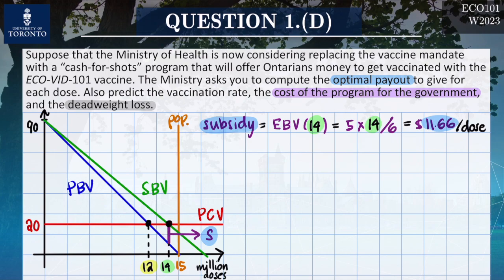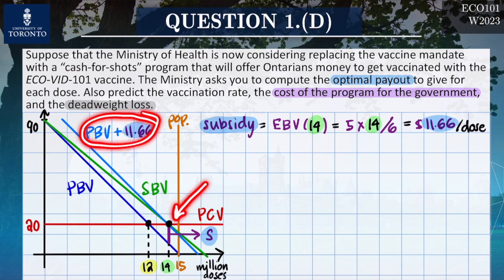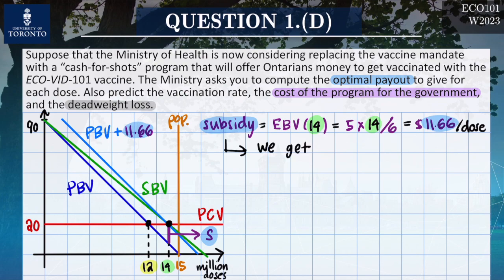This will shift the private benefit of vaccination function up exactly by the external benefit at the optimum. So I'm just shifting my private benefit function by the optimal amount of the subsidy, $11.66. And when you do this, you can see that the equilibrium now is exactly at the optimal quantity, what is more efficient for society when 14 million people are being vaccinated. So the job is done. We get exactly what we wanted. We get the optimum. We get this quantity that is most efficient for society.